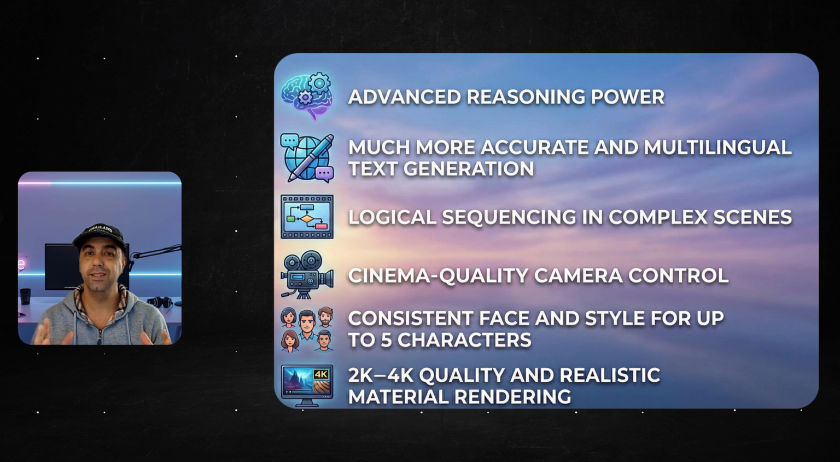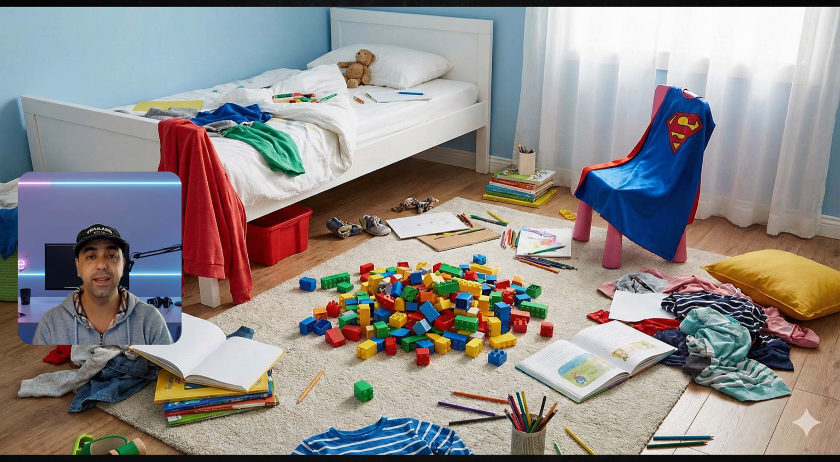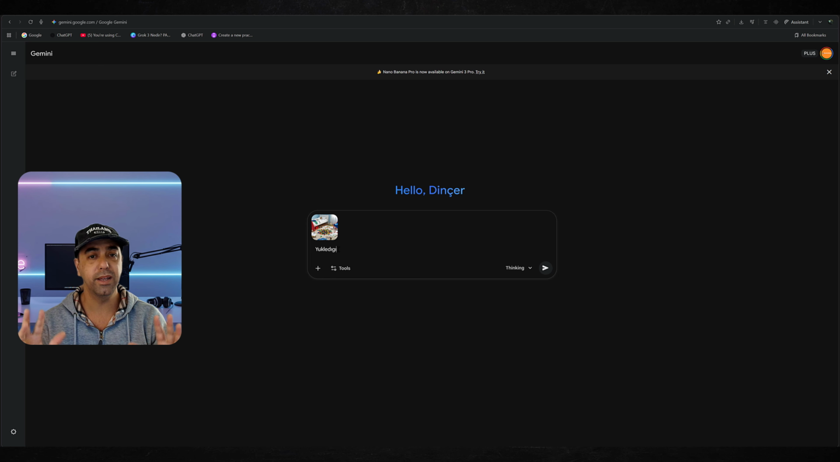Let's move on to the next feature. This new feature of Nano Banana is called Complex Logic and Sequencing. Nano Banana is now more impressive when it comes to organizing complex scenes. Let's examine this with an example. I will give Nano Banana Pro a photo of a completely messed child's room. Toys, clothes everywhere. Absolutely a chaos.